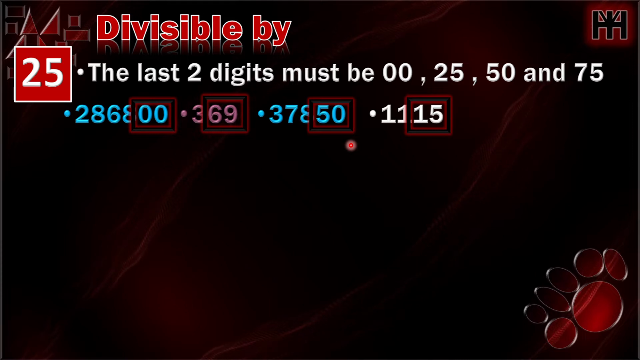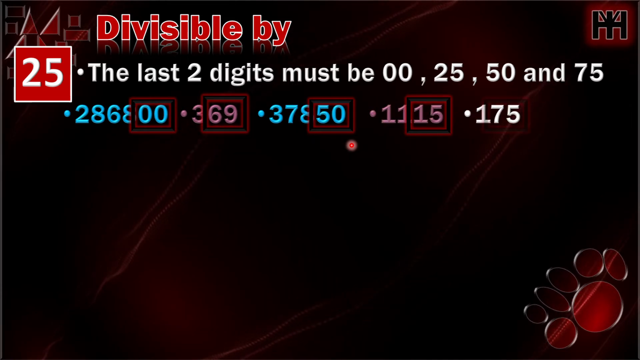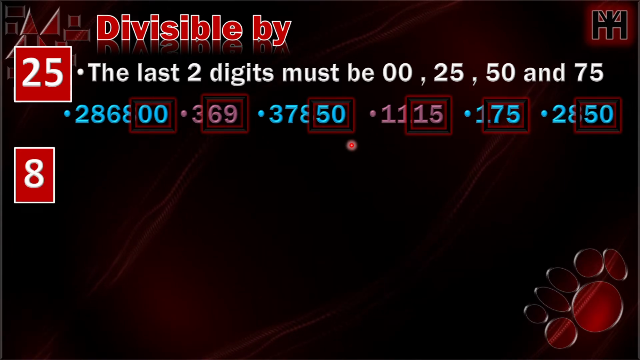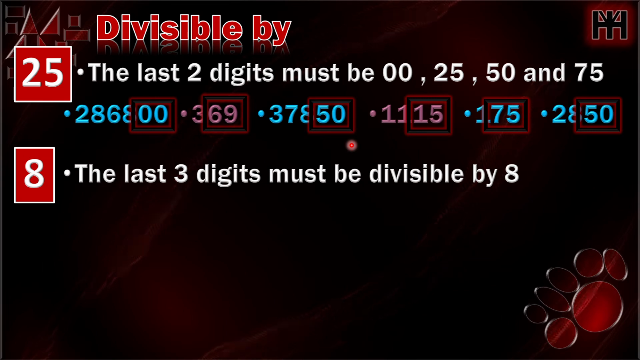Okay, this number ends with 15. No, it's not divisible by 25. And this number, 75, yes, divisible by 25. And last, it ends with 50, so yes, it's divisible by 25. Okay, by 8. The last 3 digits must be divisible by 8.